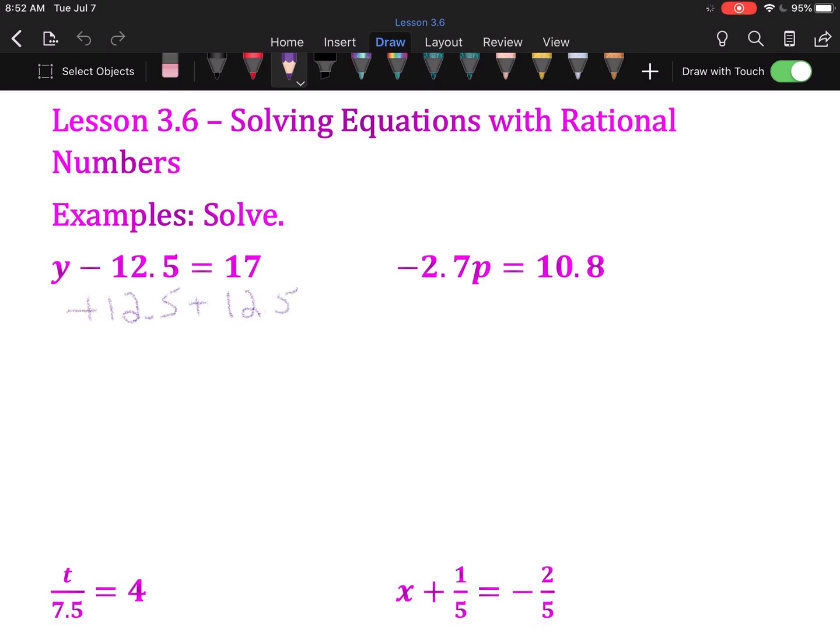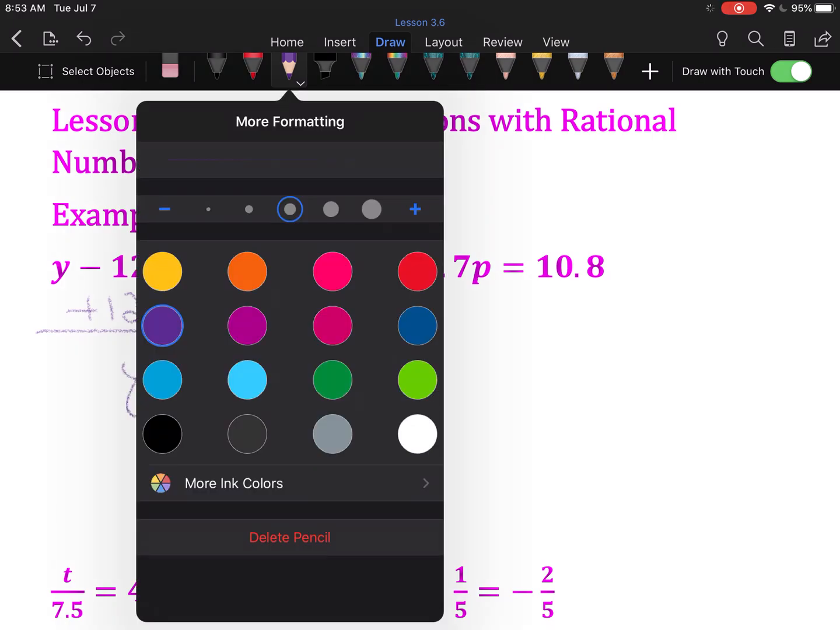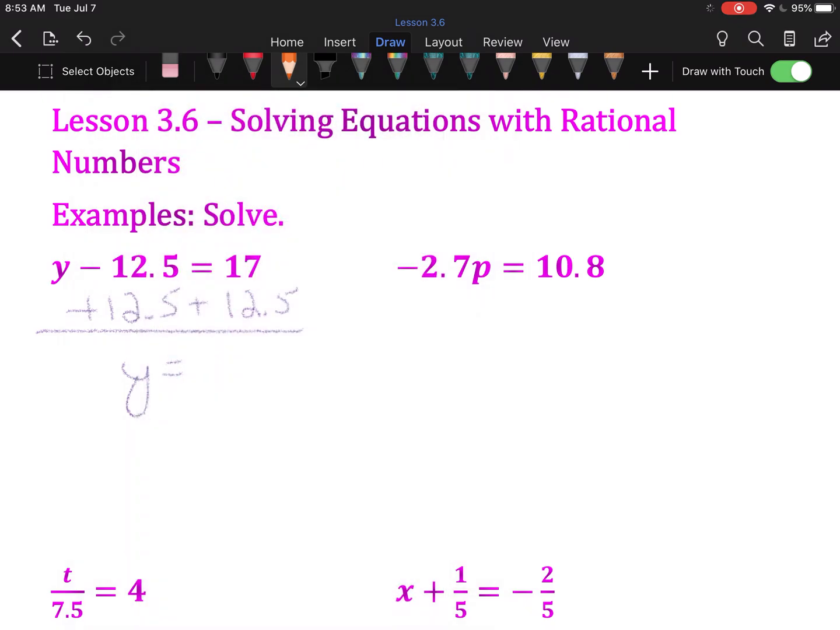Since this is a decimal, I've got to line everything up. Tens under tens, ones under ones, and decimal under decimal, which is why I've got 12.5 hanging off the end there. That'll give me y equals, and I'll just write it here real fast so you remember 17 is really 17.0. And 0 and 5 is 5, decimal point. 7 and 2 is 9, 1 and 1 is 2. Y is 29.5.